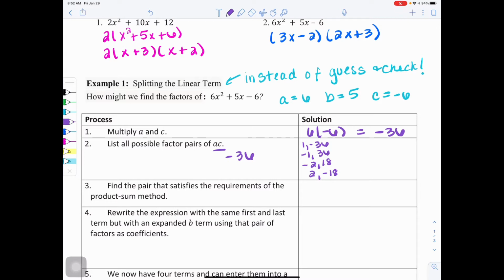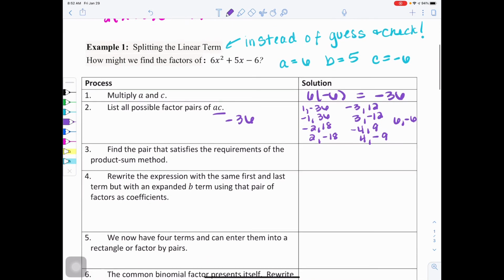So then 3 does go into negative 36. So I would have negative 3 and 12, and 3 and negative 12. Then we have our 4s. 4 does go into 36. So we would have negative 4 and 9, and 4 and negative 9. And then 5 does not go into it, but 6 does. So we would have 6 and negative 6.